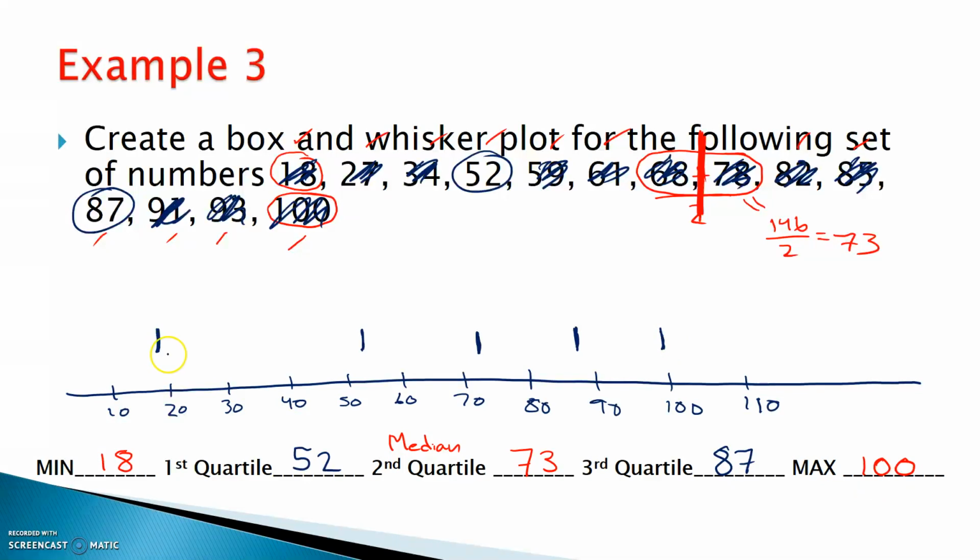Okay, so here we go. I have my five pieces of information. Let me draw my whiskers on the ends here. And we have our box in the center. Now, again, this is the objective for today, guys. Can you graph a box and whiskers?